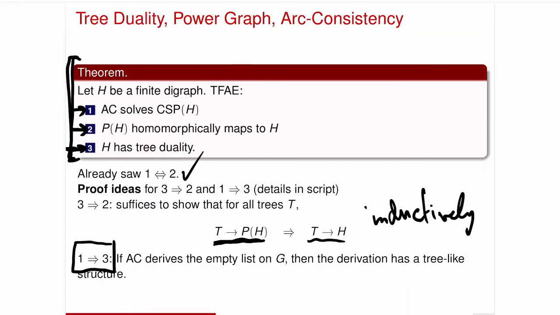Suppose arc consistency solves CSP of H, and suppose the arc consistency procedure derives the empty list on some graph G. Then you can, in some sense, imagine the derivation of false as some sort of tree-like structure. Why? It's a proof tree. You make some inferences, and some inferences might depend on some other inferences, and so on. So you chain the inferences, and what shows up is a proof tree, and at the end of the proof tree there's the empty list. That's how you should imagine a run of the arc consistency procedure. It's a tree. And that's how trees show up in this theorem, and that allows you to prove the implication from 1 to 3. So this was just a sketch, and please check out the script for details.